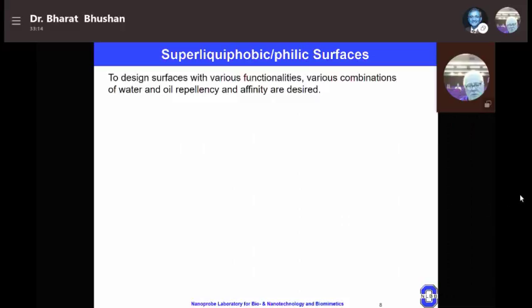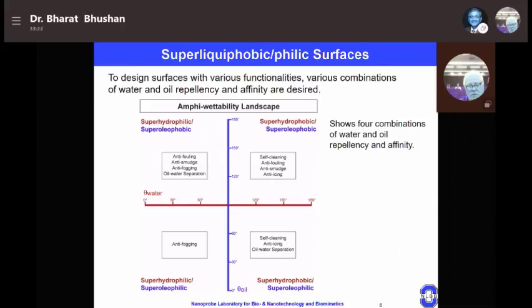For various commercial applications, one would like to have various combinations of water and oil repellency and affinity. So this graph, which we call the wettability landscape, consists of 4 combinations of water and oil repellency and affinity. In this graph, the horizontal axis shows the water contact angle from 0 to 180 degrees, and the vertical axis shows the oil contact angle from 0 to 180 degrees.